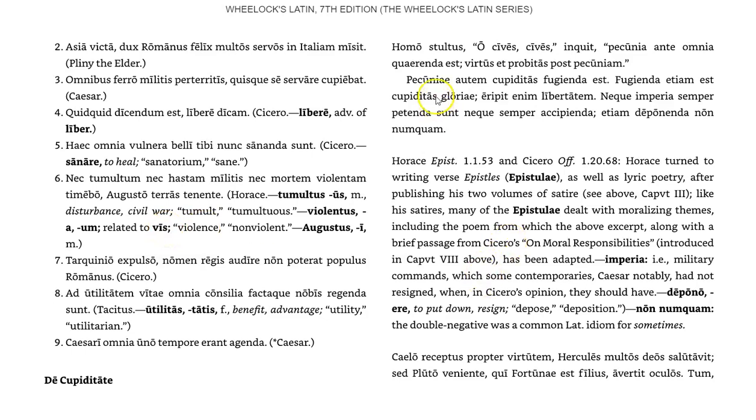All right, we're just going to take a look at this brief text right here, and we're not going to do this text over here. This is by Horace. I like Horace. He was born in 65 BC and died in 8 AD. Very, very important Latin writer. And here it says, Horace turned to writing verse epistles, epistulae, as well as lyric poetry after publishing his 2 volumes of satire. And again, you can read the rest of this.